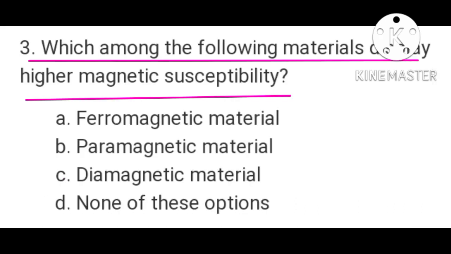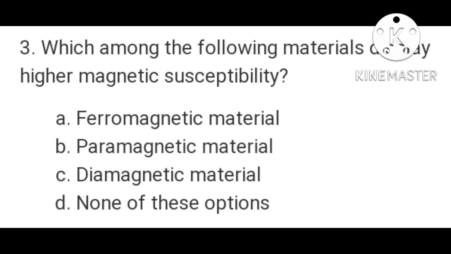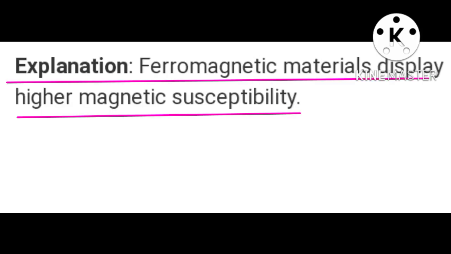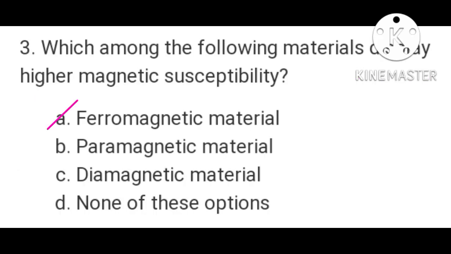Question number 3. Which among the following materials displays higher magnetic susceptibility? A option ferromagnetic material, B option paramagnetic material, C option diamagnetic material, D option none of these options. Explanation. Ferromagnetic material displays higher magnetic susceptibility. So in this question, A is the correct option. Ferromagnetic materials display higher magnetic susceptibility.